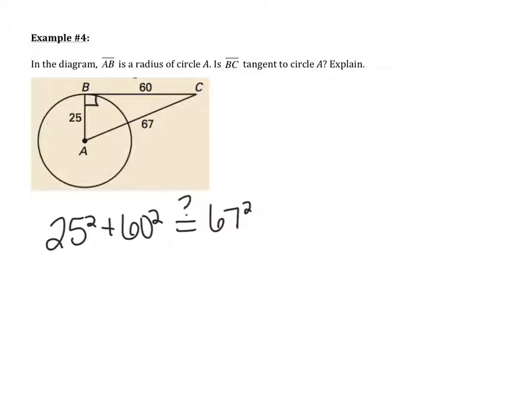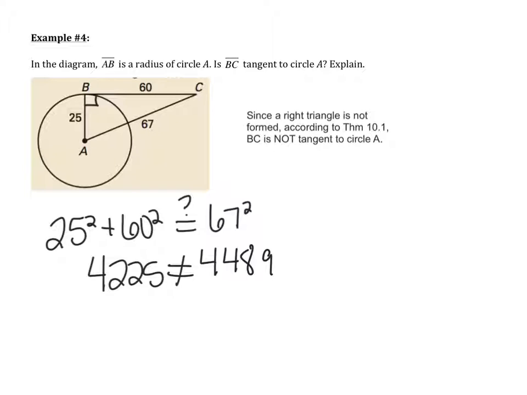So let's do that. 25 squared plus 60 squared is 4,225, and 67 squared is 4,489. So since these are not equal, that means this is not a right triangle. So therefore, according to theorem 10.1, BC is not tangent to circle A, because if it was tangent, it would be perpendicular to the radius.